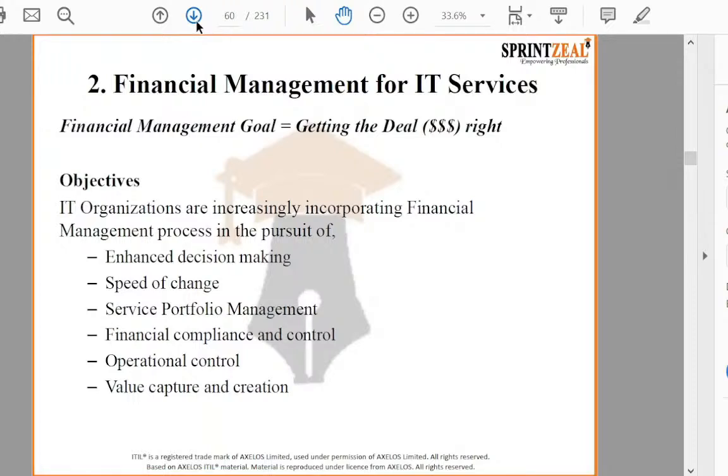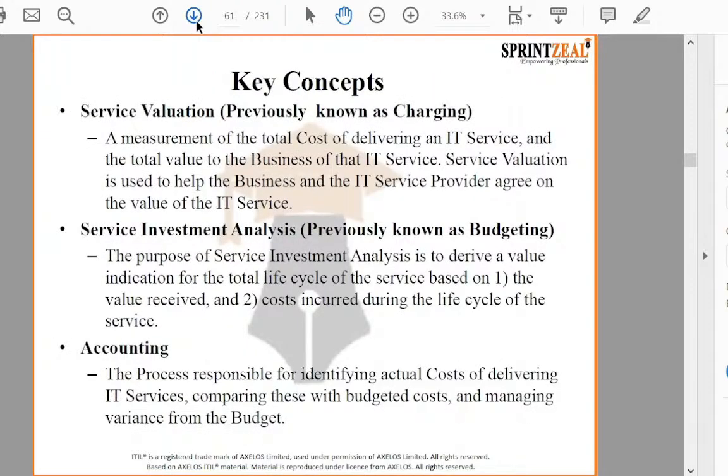The way I remember it: service valuation, service investment analysis, and accounting. If we look at this from bullet 3 to bullet 2 to bullet 1, these are the ABCs of financial management. The A is accounting, the B is budgeting, and the C is charging. If we start with the A, which is accounting, it's responsible for identifying the actual cost of delivering your services.